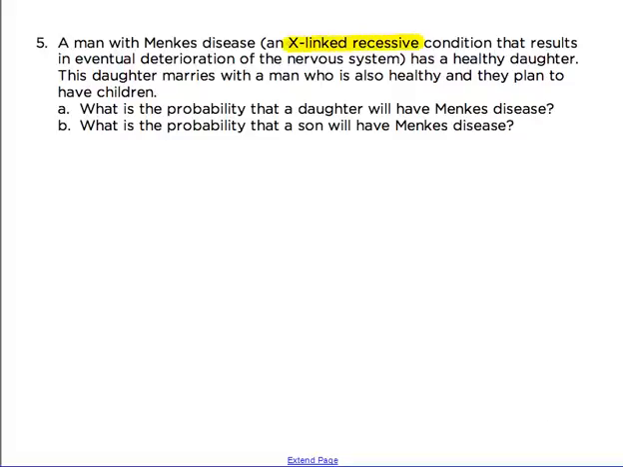So for this father to have Menkes disease, that means he must have an affected X allele, so let's call that X big M, Y. And he has a healthy daughter. Now, it doesn't particularly matter what the mother's genotype is because you know that the daughter is healthy, so she must have at least one normal X because it's recessive, and she has to get this other X from her father. So we know that this daughter is definitely normal X, XM. So this is the daughter.